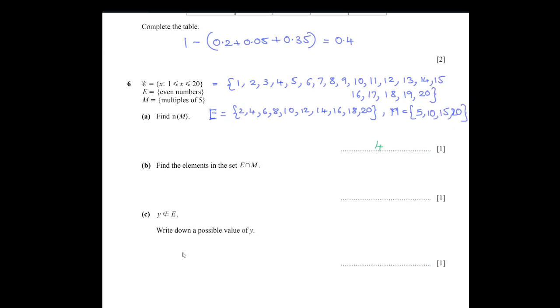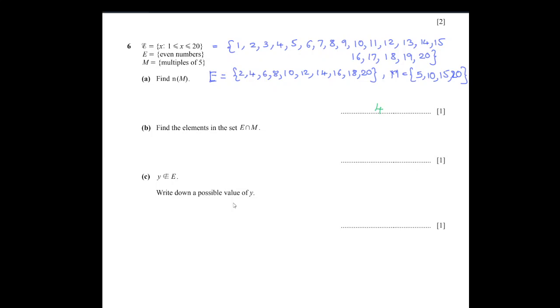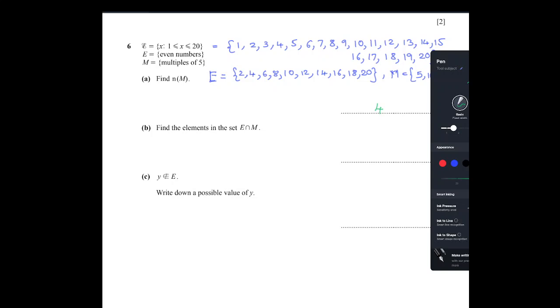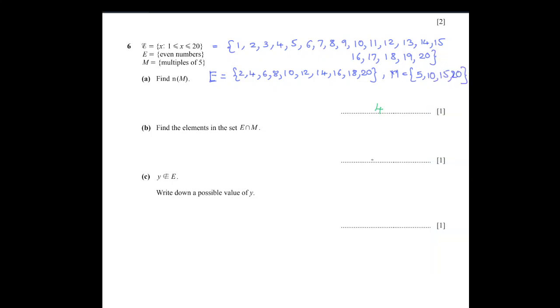Question number B, find the elements in the set E intersection M. Now E intersection M is the common elements among these two. So the set with elements which are common. Now 10 is common and 20 is common. So 10 and 20.